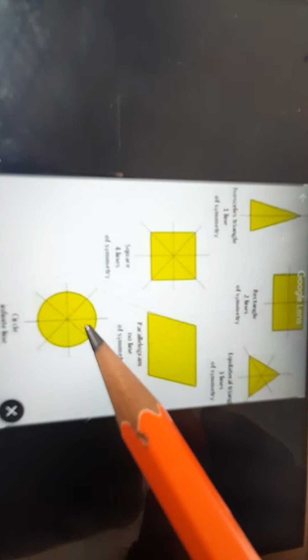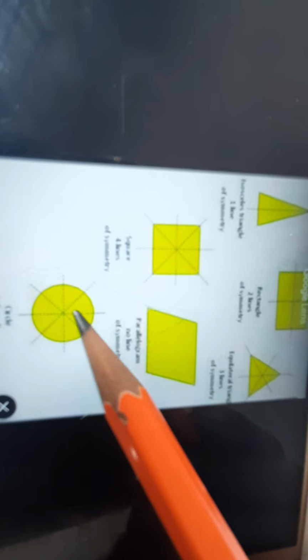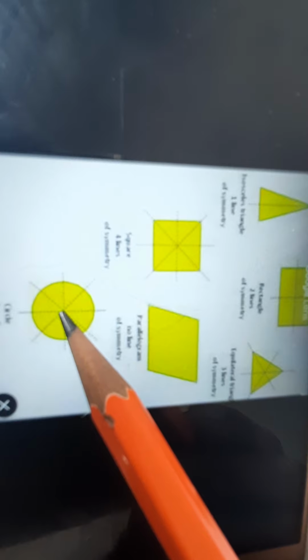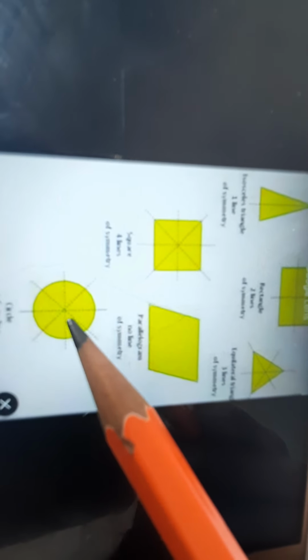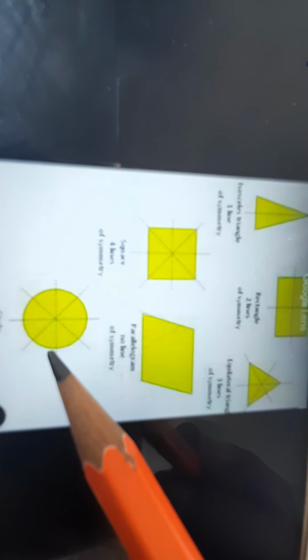Here, in a parallelogram, we have no line of symmetry. अगर हम इसमें देखें, we do not have any line of symmetry. A circle has infinite lines of symmetry. Circle में हम किसी भी तरह से draw करें, a line of symmetry means a line passing through the center of the circle, that definitely divides it into two equal parts, exactly equal parts. So we can say a circle has infinite lines of symmetry.